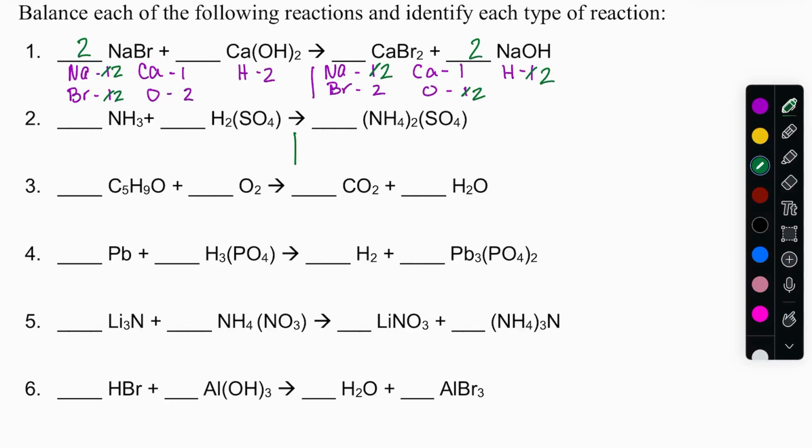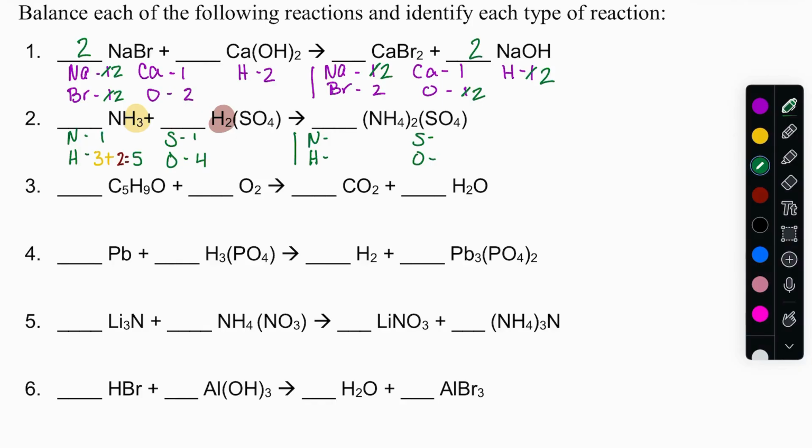For number 2, I'm going to drop a wall, do my count: nitrogen, hydrogen, sulfur, and oxygen, on both sides. Nitrogens, I have 1. For my hydrogens, I have 3 here and 2 here, so 3 plus 2 gives me 5 total. Sulfur is 1 and oxygen is 4.